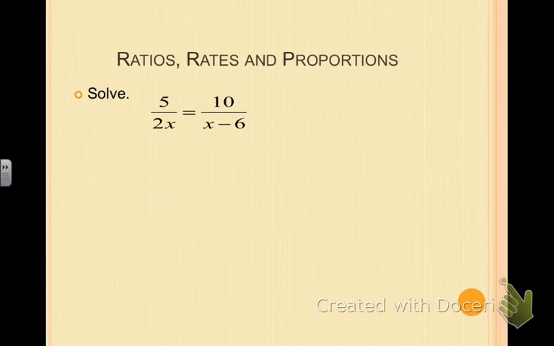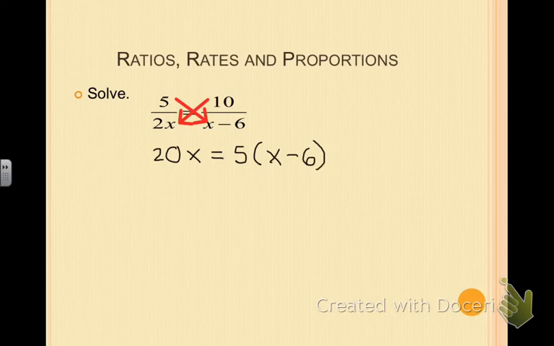Let's try one more with multiple appearances of the variable. Our proportion is 5 over 2x equals 10 over the binomial x minus 6. Now, find the cross products. 2x times 10 and 5 times the binomial x minus 6. This gives us the equation 20x equals 5 times the binomial x minus 6.